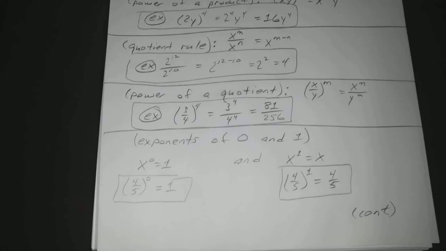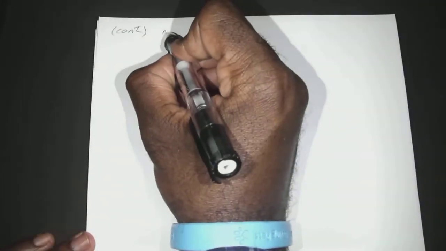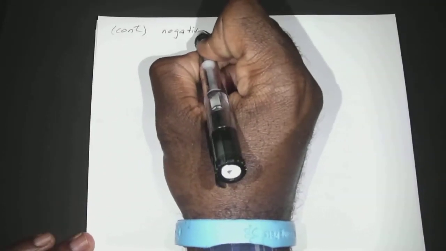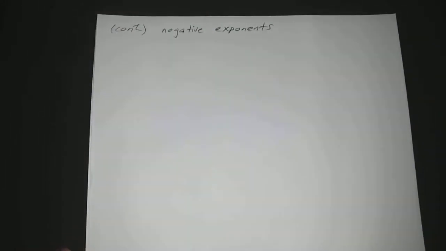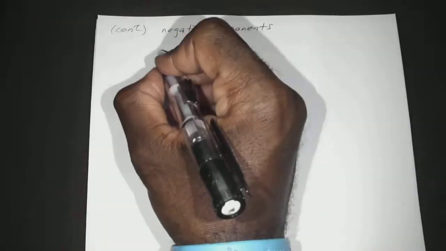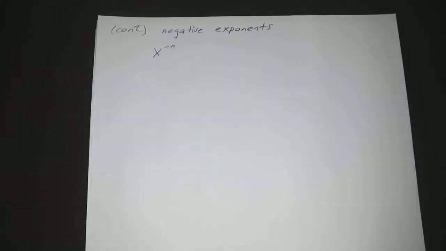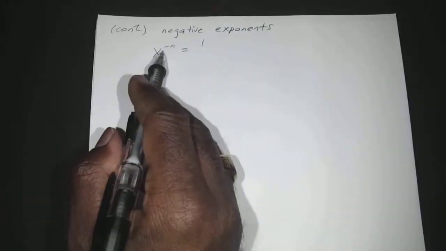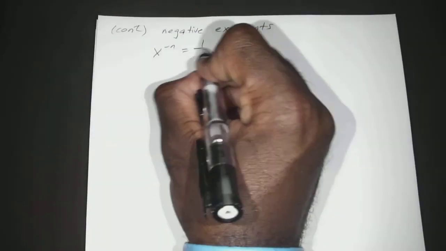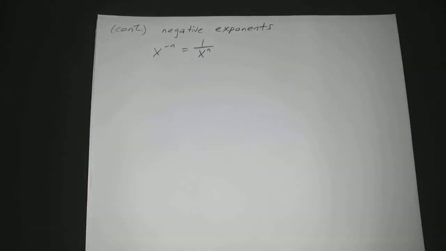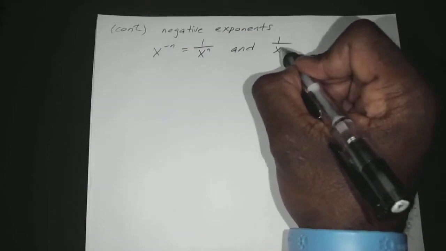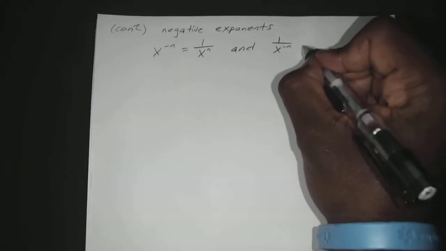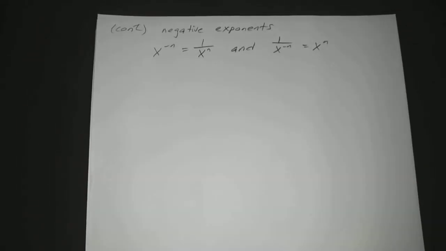Okay, and last, we're going to look at the negative exponents. Okay, so x to the negative n. If you have a negative exponent in your numerator, you just put it in the denominator and make it positive. And if you have a negative exponent in your denominator, you just put it into your numerator and make it positive.